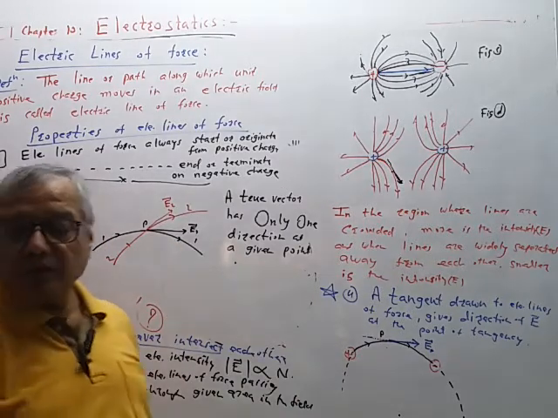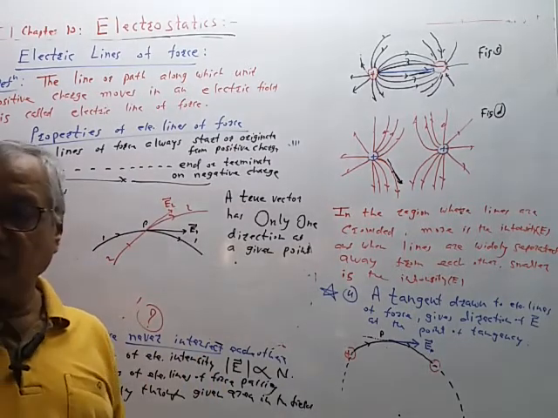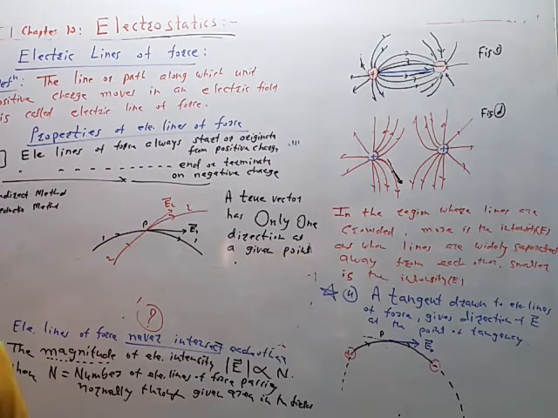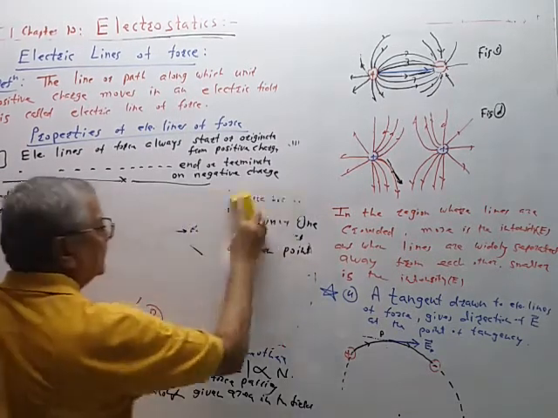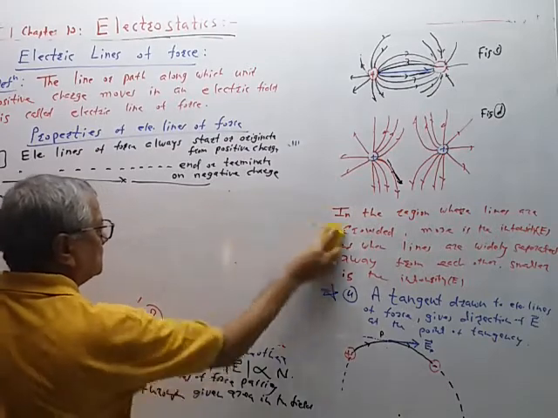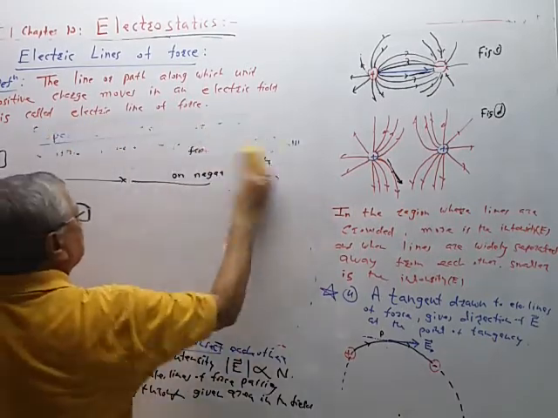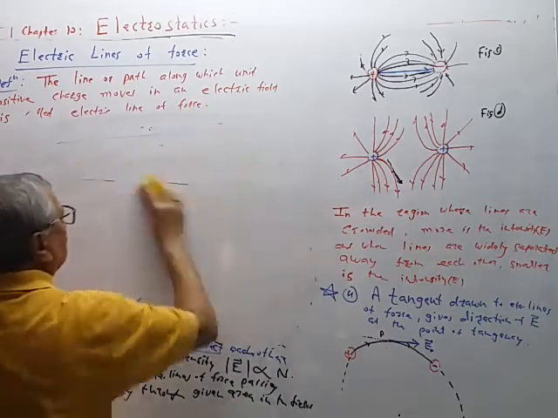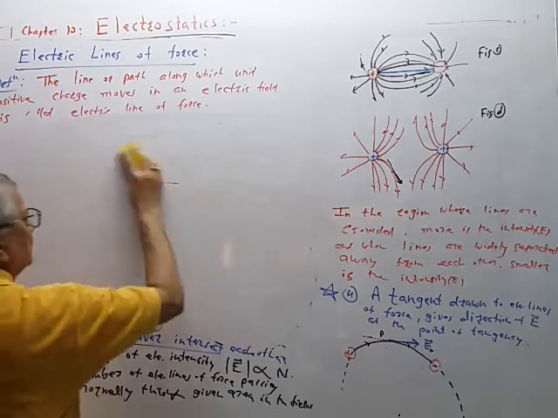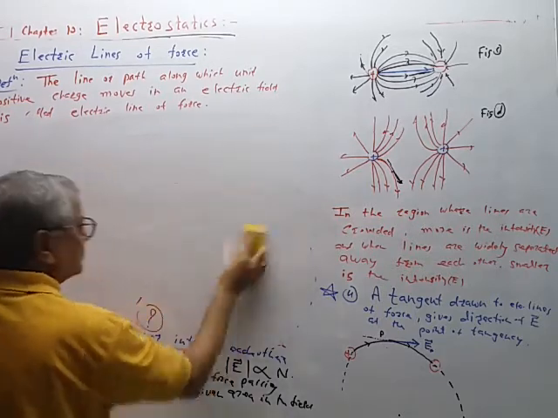So in a uniform electric field, what is the nature of the electric lines of force? That part we have to see using these properties. So how can we represent the uniform electric field by using the lines of force?